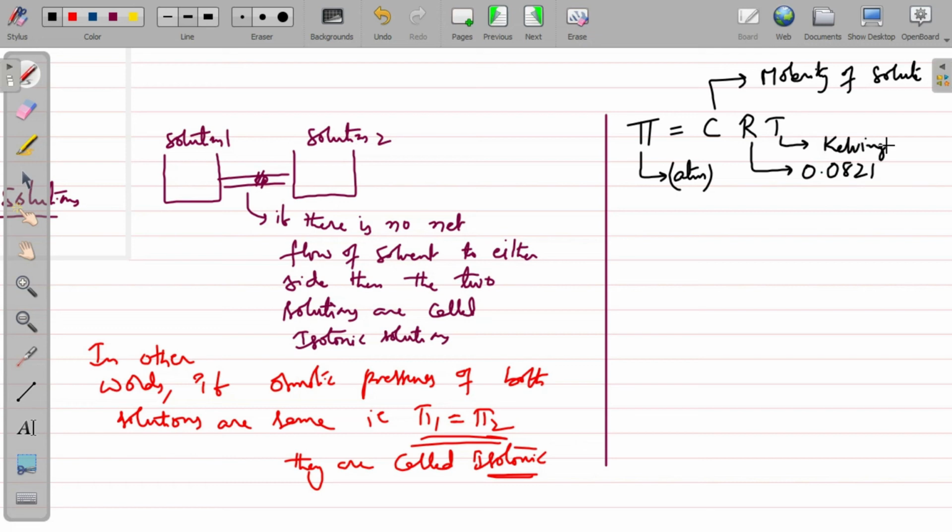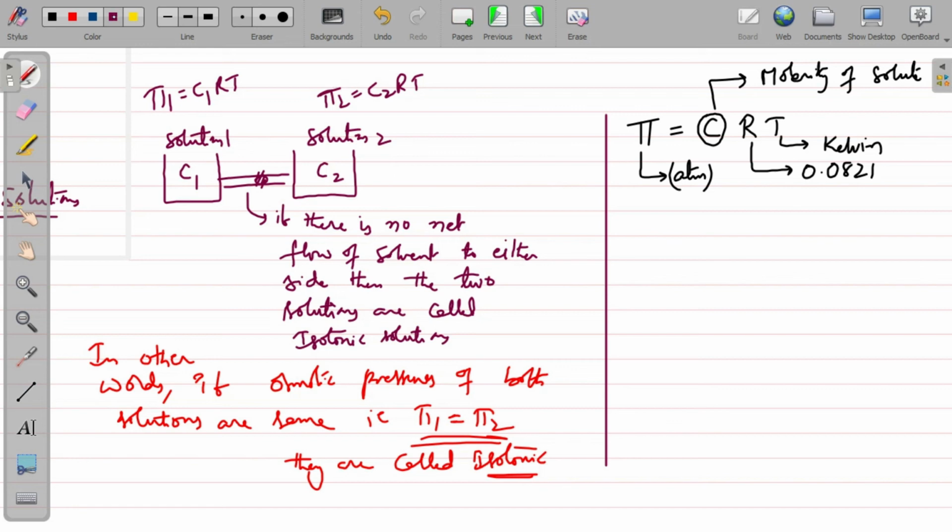Now if you substitute these values, you will get the osmotic pressure for a given solution at a particular concentration. If you change the concentration, then the osmotic pressure will also correspondingly change. So suppose this has a concentration C1 and this has a concentration C2, then pi 1 will be C1 into RT and pi 2 will be C2 into RT. Now if both concentrations of the solutes are the same, then pi 1 is equal to pi 2, and in that case we call it isotonic solutions.